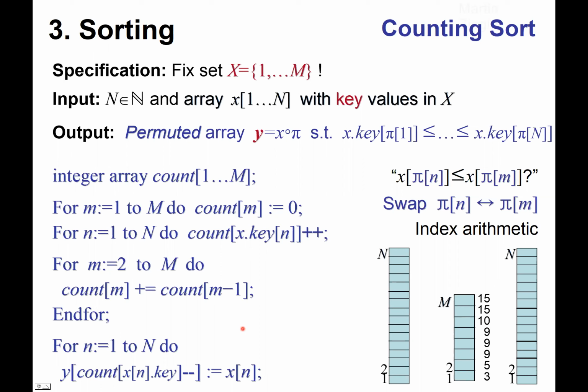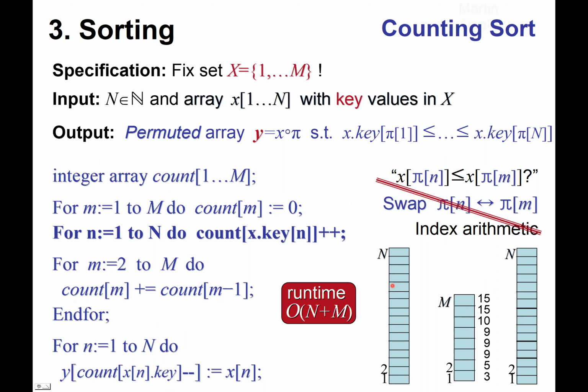We have no nested loops. We have 2 loops ranging from 1 to m and 2 loops ranging from 1 to n. So the overall running time is n plus m. And as I promised, the size of the range of integers that we're sorting, capital M, enters into the efficiency, affects the efficiency. It also affects the memory use.